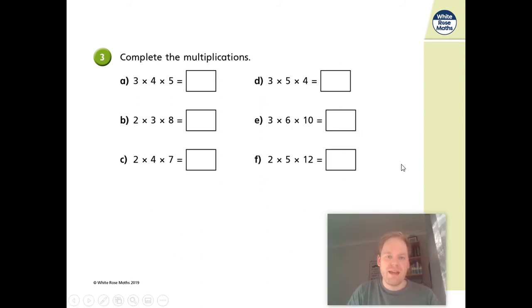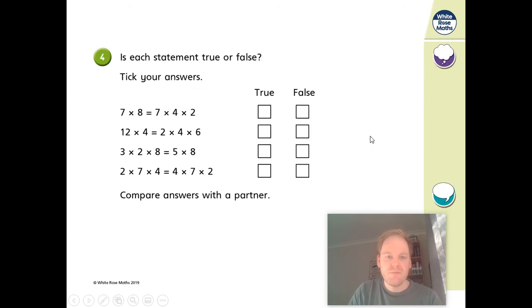Okay, number 3. More calculations for you to do. At this point, if you want to put a picture of you doing it with the pasta or rice or whatever you're using, this will be the one to put the picture up for me. Okay, is this a true statement or are these false?